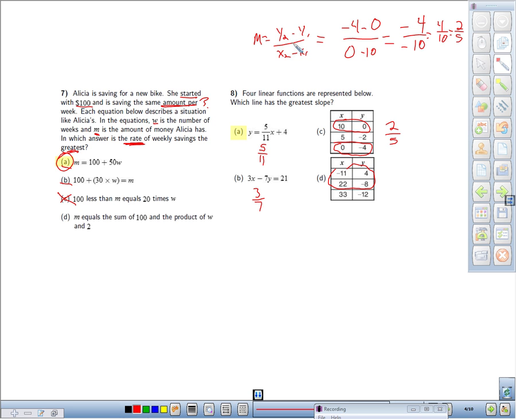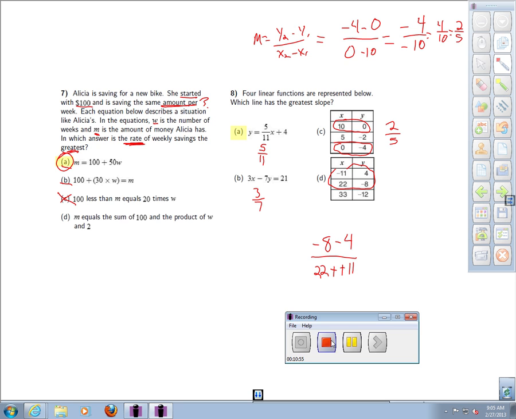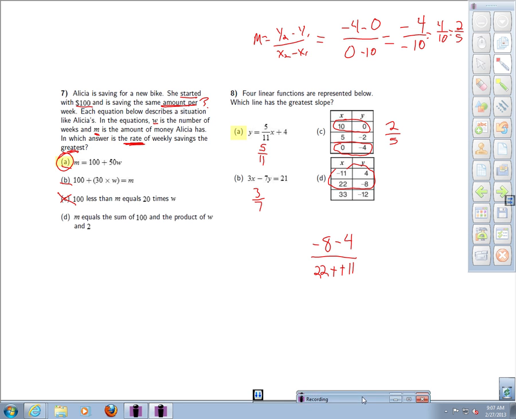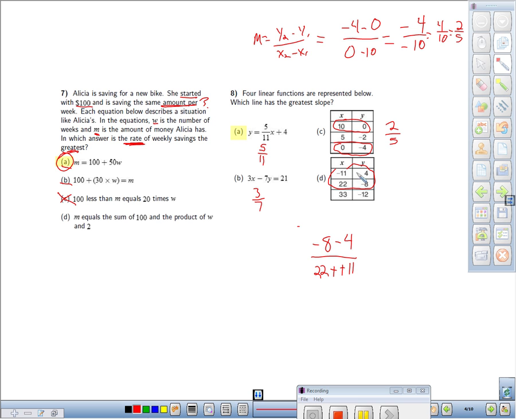So again, same formula. So I'll take negative 8, subtract 4, over 22, subtract negative 11, which is the same as adding a positive 11. So let's see, I'm sorry, I got interrupted there, so let's see what we were doing. Finding our slope here for part D. So I've got everything set up, and remember, subtracting the negative, same as adding the positive here. So let's see what this is.